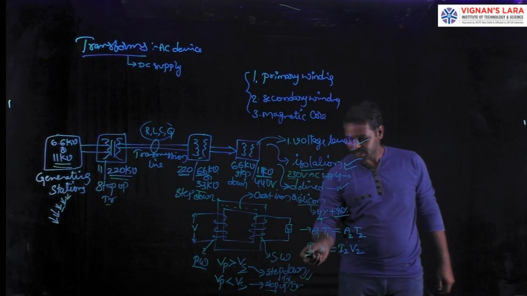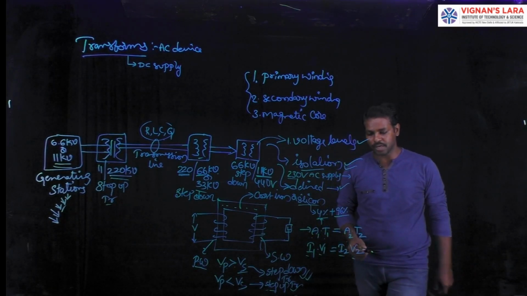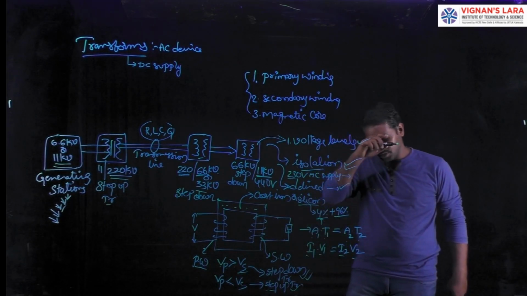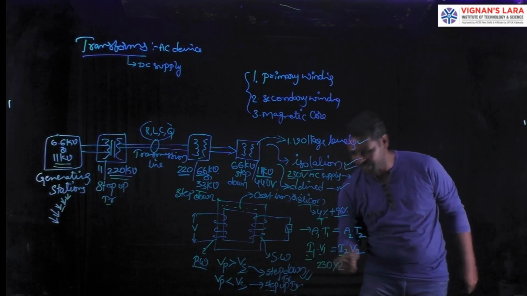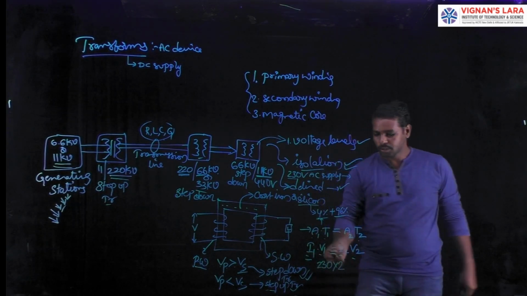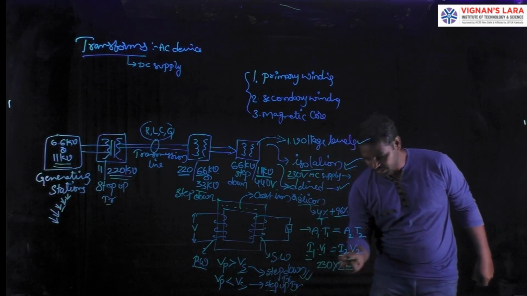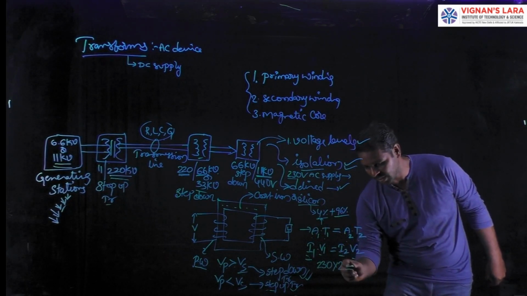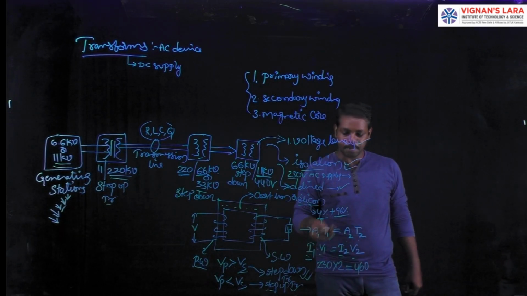So ampere turns, I1 V1 is equal to I2 V2. For example, the primary voltage is 230 volts multiplied with a current of 2 amperes, let us assume. The primary current is 2 amperes and the voltage is 230, and the voltage is increased to 2 times, that means 460 volts, because we are using a step up transformer.